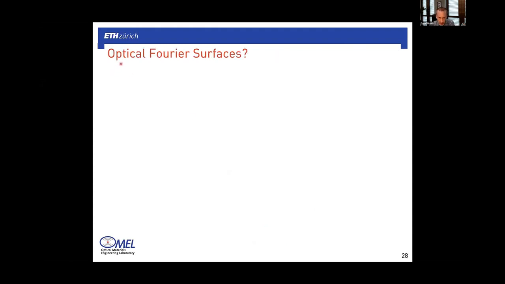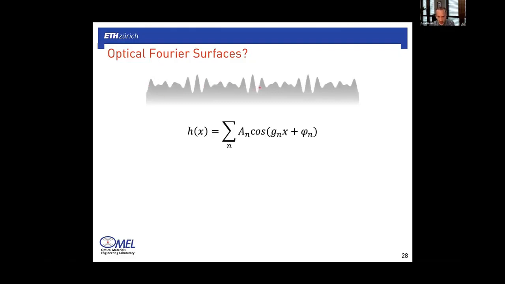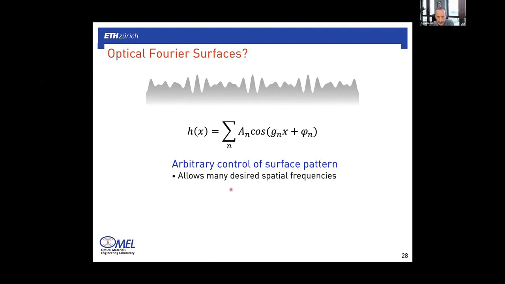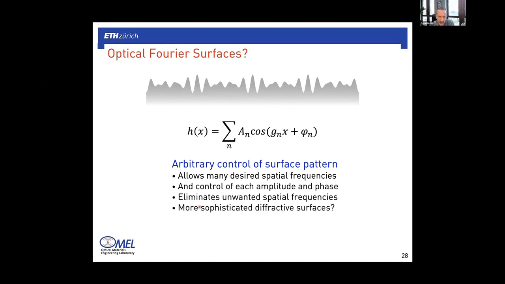And so in this case, we would like to make what we've been calling optical Fourier surfaces, where you really have some wavy profile, where you can describe the height h as a function of position x here as this Fourier series of sinusoids. And you can arbitrarily control the surface pattern, which allows one to have many desired spatial frequencies where you control each of their amplitude and phase and eliminate all the unwanted spatial frequencies because you've controlled exactly how the surface is modulated.